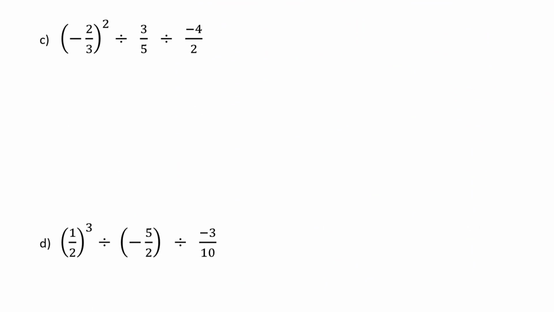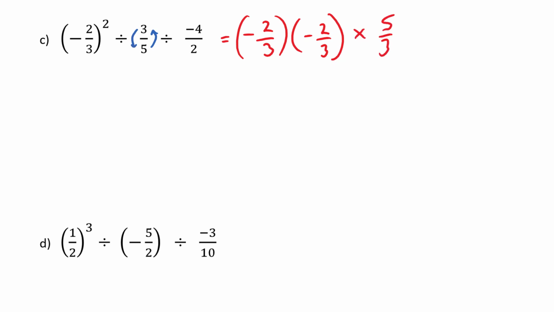Let's start with BEDMAS. Remember BEDMAS? We start with the brackets first. What's inside the brackets? Minus 2 over 3. Okay, there's no math to do in there. Now exponents. Let's square that. This is going to be equal to minus 2 over 3 times minus 2 over 3. Then we have a fraction, and we're dividing it. Take the reciprocal and multiply it. Times 5 over 3, and then we have another fraction, and we're dividing it. Take the reciprocal of that and multiply it.